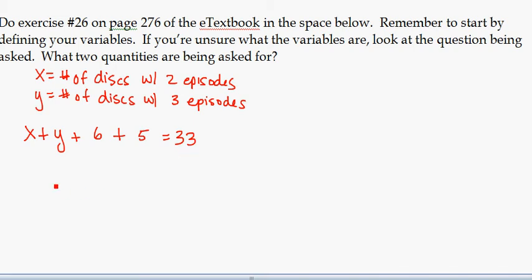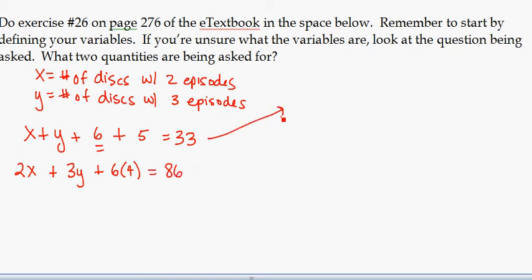And then we also know there's 86 episodes. So obviously, for every disc that has 2 episodes on it, we have 2 times those number of discs. And then we have 3 episodes on each Y, so 3 times Y. Plus, of course, each of these 6 discs has 4 episodes on it, so 6 times 4. That should give us the total 86 episodes.